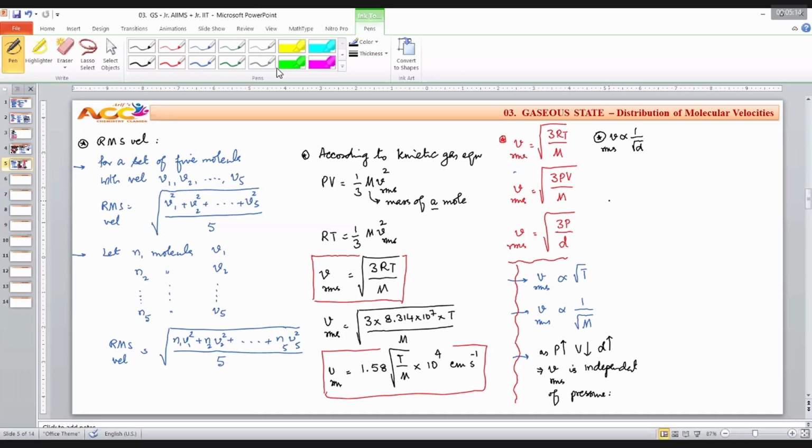Listen to me carefully. Remember that pressure is an external property. If there is a change in an external property, remember there will be an effect on the internal property. If you are changing the external property, the internal property is affected. But if you change the internal property, the external property will not be affected, right? Some of you still have confusion: what is internal, what is external, right?